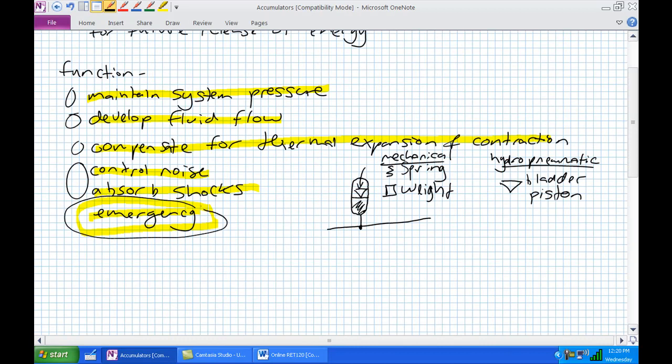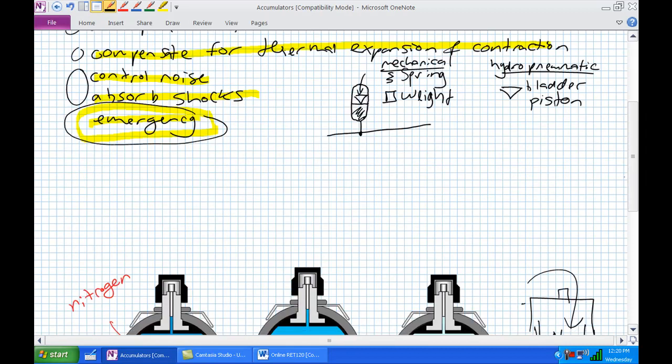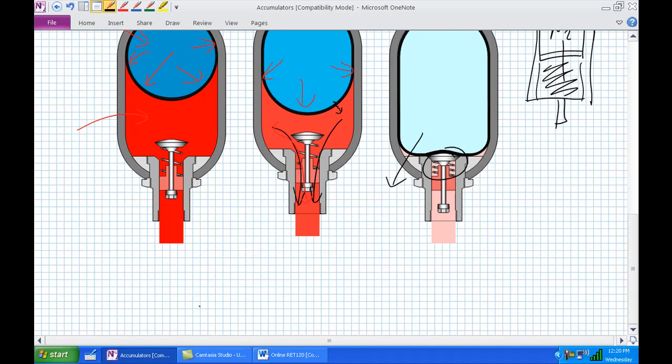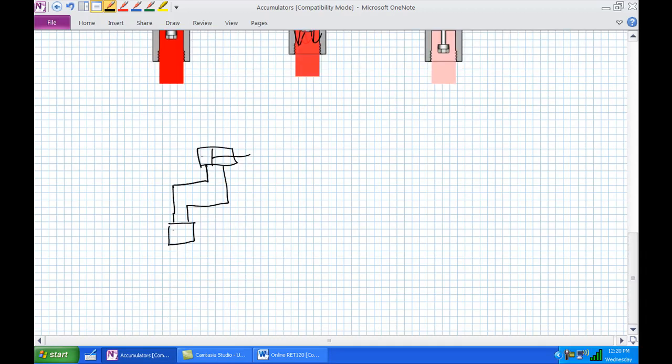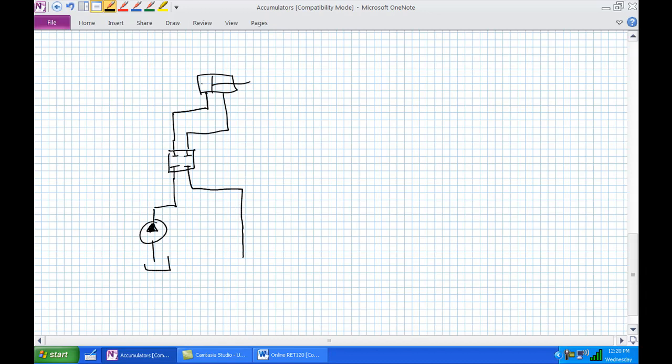But like I said earlier, this is the biggest one. The reason accumulators are often put in systems, especially wind turbines, is for emergency operations. If an actuator needs to move, it requires fluid flow. What if your pump is disabled? So let's just draw a simple system. Here's a cylinder. Here's a directional control valve that operates it. Here's a pump. And obviously, our pressure relief valve.